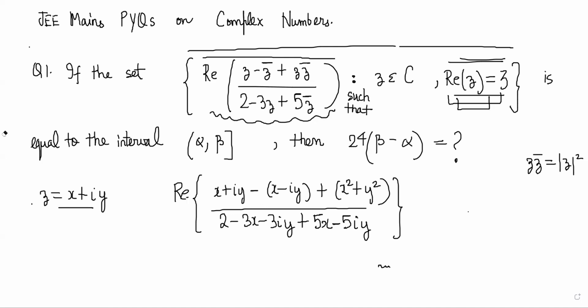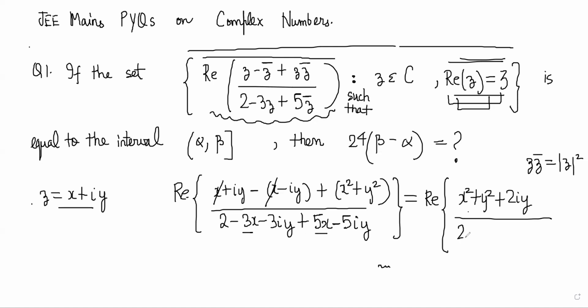So when we simplify now, it becomes what? Top part, this gets cancelled. Okay, one second. It gets added actually, it doesn't get cancelled. X gets cancelled, it becomes 2iy. The top part is x square plus y square plus 2iy, right? And the denominator is minus 3x plus 5x, so it is 2 plus 2x minus 8iy.